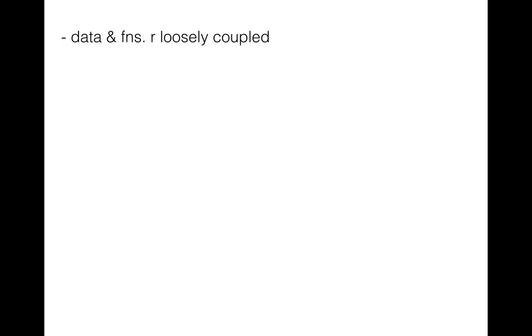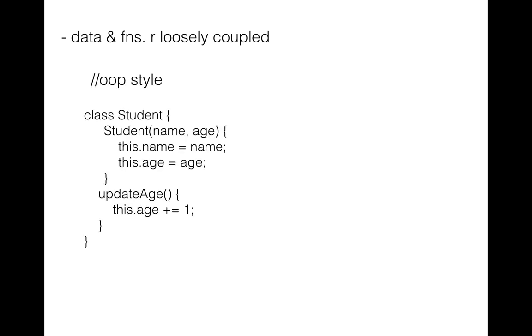The first one is data and functions are kept separate. So in order to understand this, let us have a comparison with object-oriented style, where data and functions are tightly bound to each other. So as you can see here, in this code snippet, the data and function are closely related or tightly related to each other.